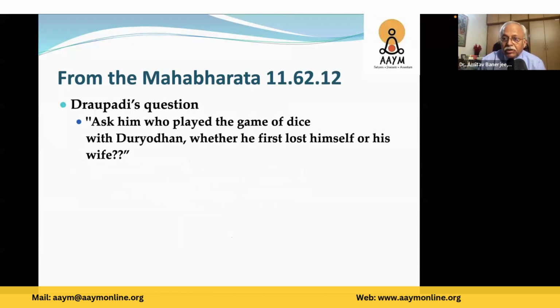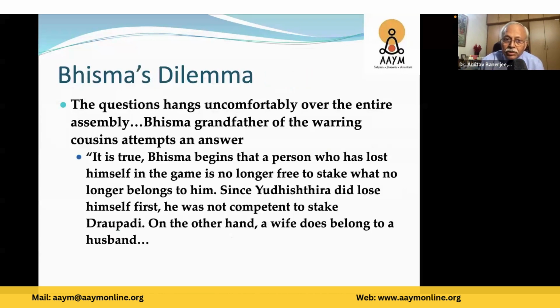Draupadi's question. You are aware of it. Draupadi asked Bhishma, or the gathering, to ask him who played the game of dice with Duryodhana whether he first lost himself or his wife. If he has lost himself, he cannot stake her. So the question hangs uncomfortably over the assembly. Bhishma, grandfather of the warring cousins, attempts to answer this.